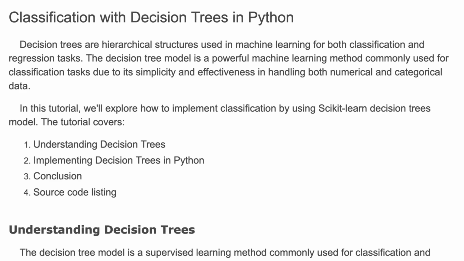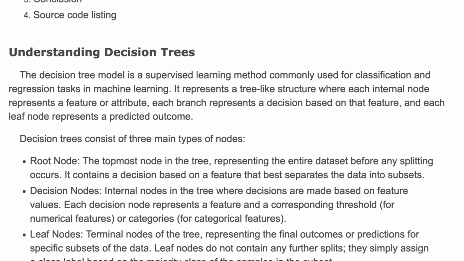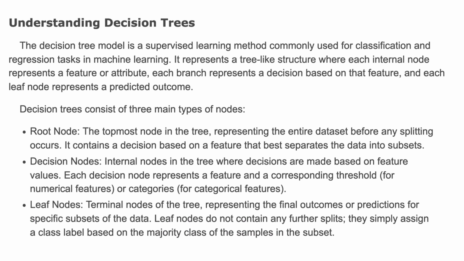We'll start with an explanation of decision trees. The decision trees model is a supervised learning method commonly used for classification and regression tasks in machine learning. It represents a tree-like structure where each internal node represents a feature or attribute. Each branch represents a decision based on that feature, and each leaf node represents a predicted outcome. A decision tree consists of three main types of nodes. They are the root node, decision nodes, and leaf nodes.